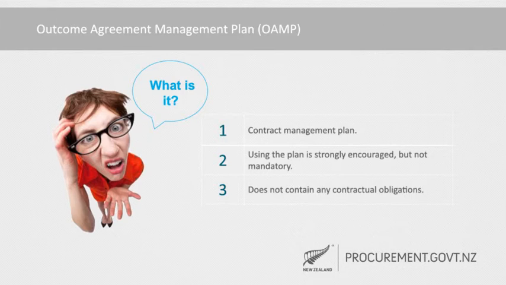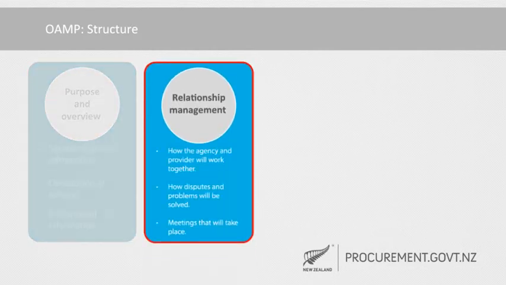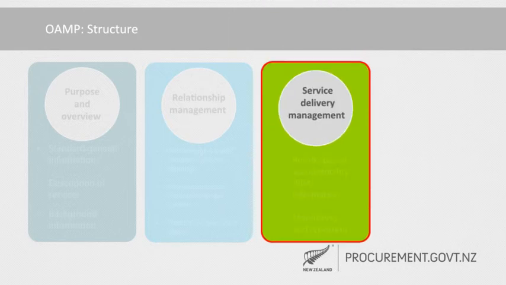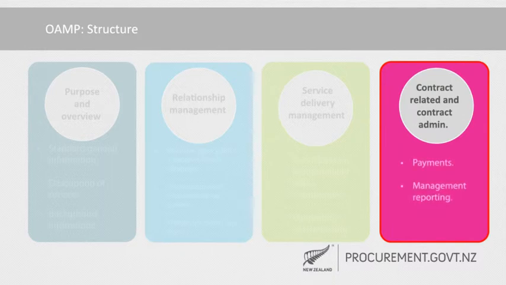The Outcome Agreement Management Plan is made up of 4 main sections. Section 1 is the purpose and overview. This is mostly standard wording and some information about the services. Section 2 is about how the agency and provider will work together and the kind of relationship that they will have. Section 3 is about managing delivery of services and includes information about the services that will be provided and the results that will be achieved, also known as the results-based accountability information. Section 4 is about how the contract will be administered and how and when payments will be made.